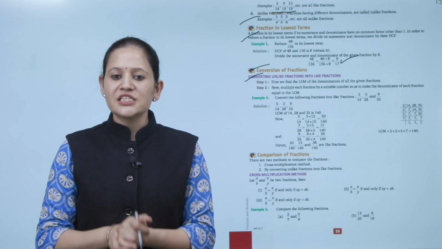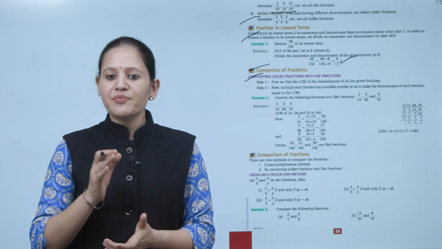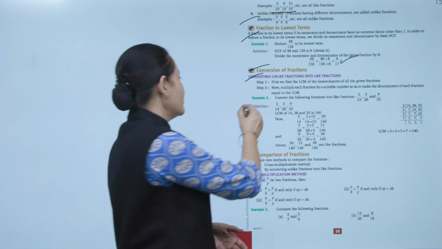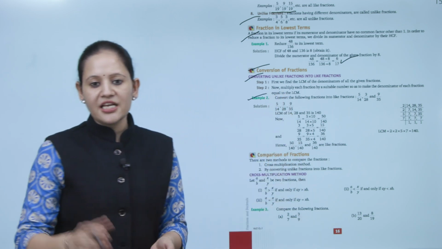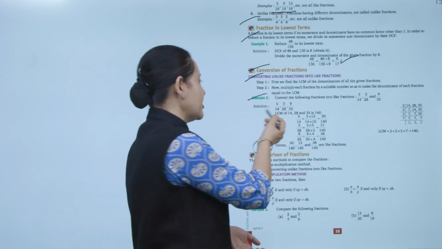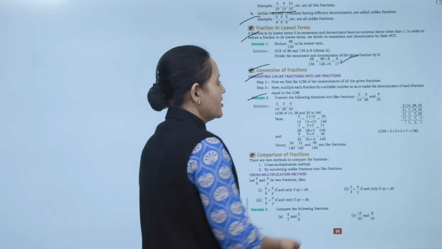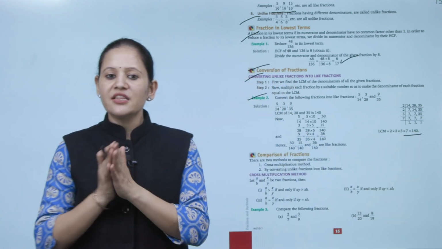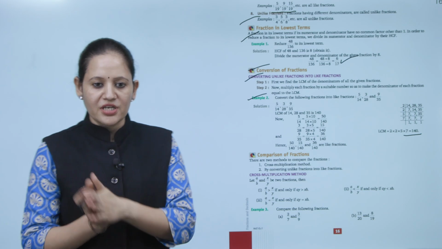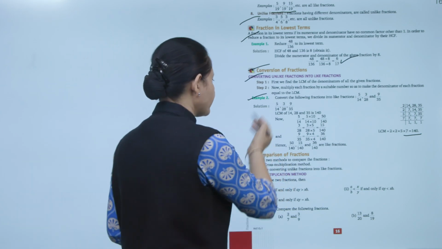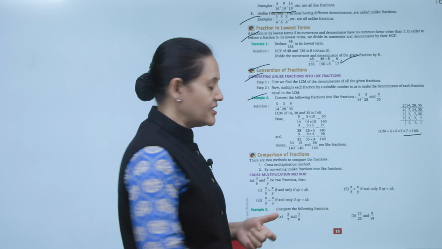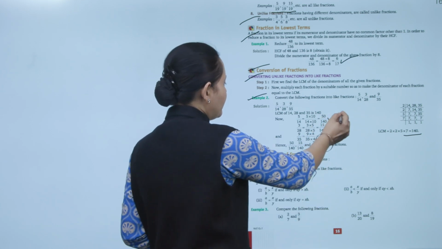Convert the following fractions into like fractions: 5 upon 14, 3 upon 28 and 9 upon 35. So for that, first we'll take out the LCM of all the denominators, 14, 28 and 35. So the LCM is 140. Now we have to make the denominator of all the fractions 140. So what will we do? 5 upon 14, we'll multiply both numerator and denominator by 10. So we'll get 50 upon 140.